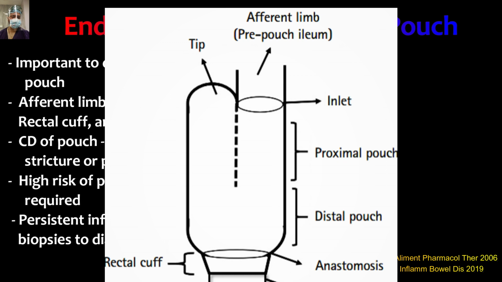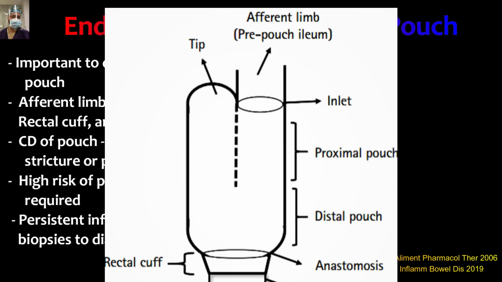Then there is a rectal cuff. Normally there should not be any rectal cuff left behind; that can lead to cuffitis. So there's an afferent limb inlet, a tip which is the blind end of the J, the smaller limb of the J, the proximal and distal pouch, the rectal cuff, the anal canal, and the perianal area.